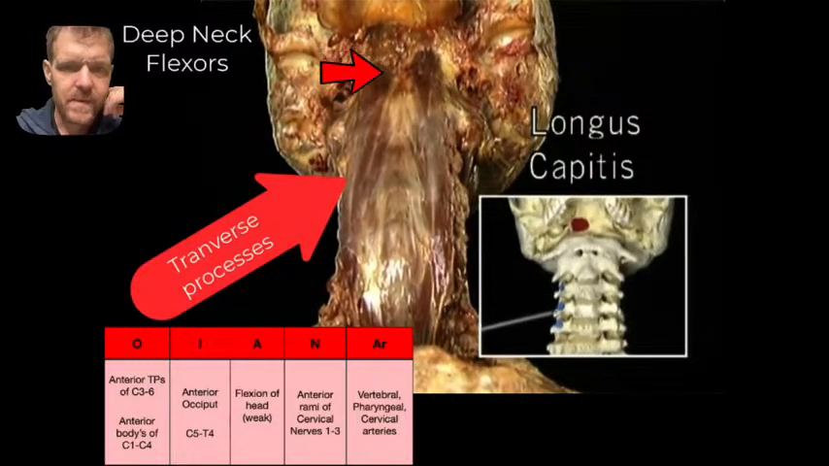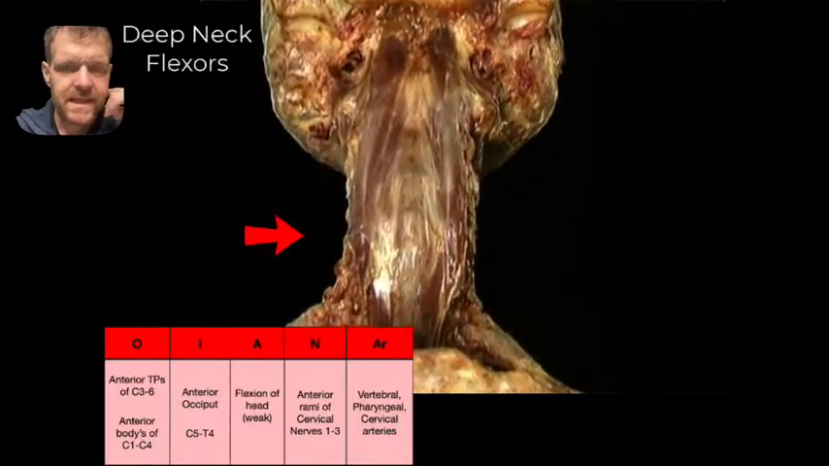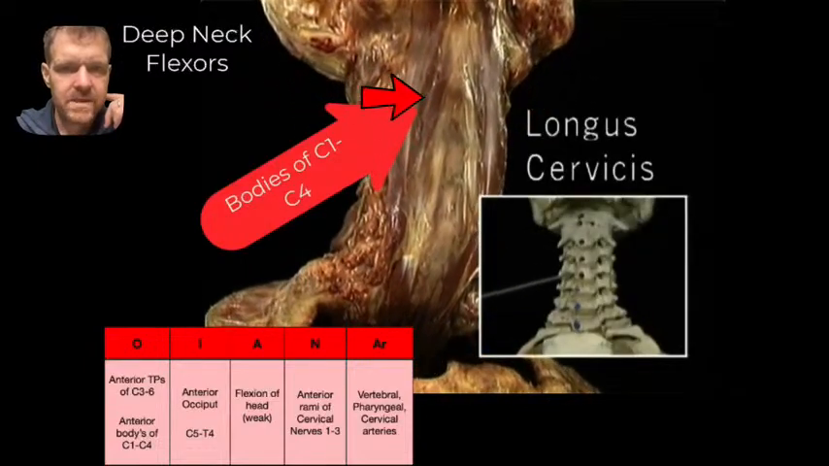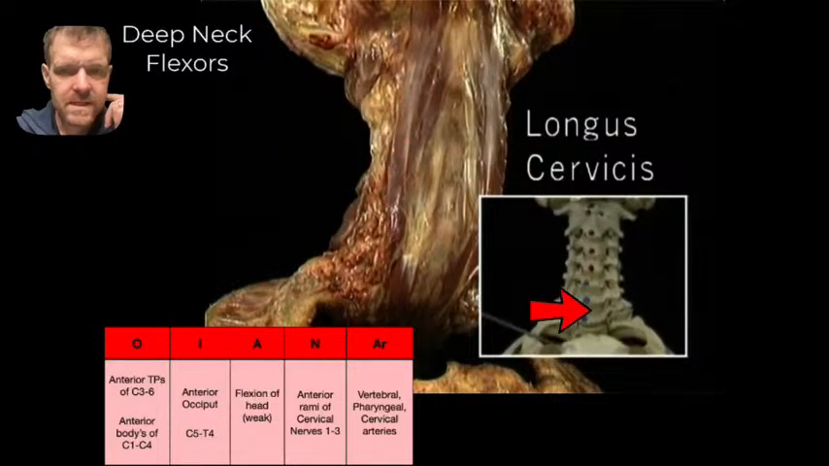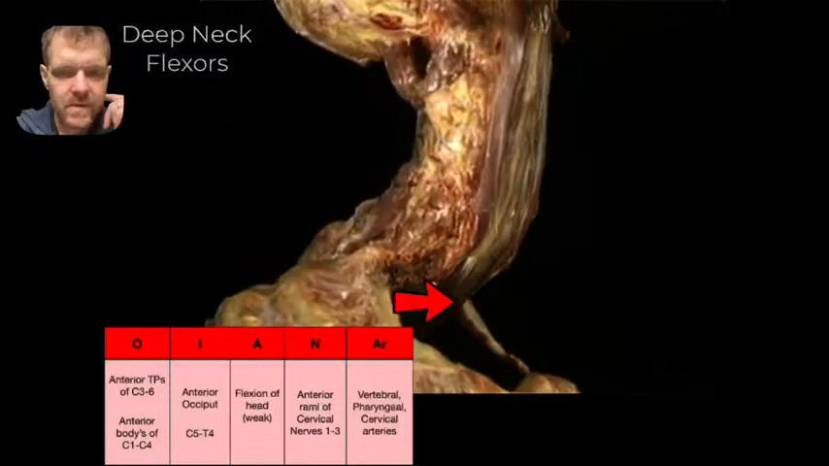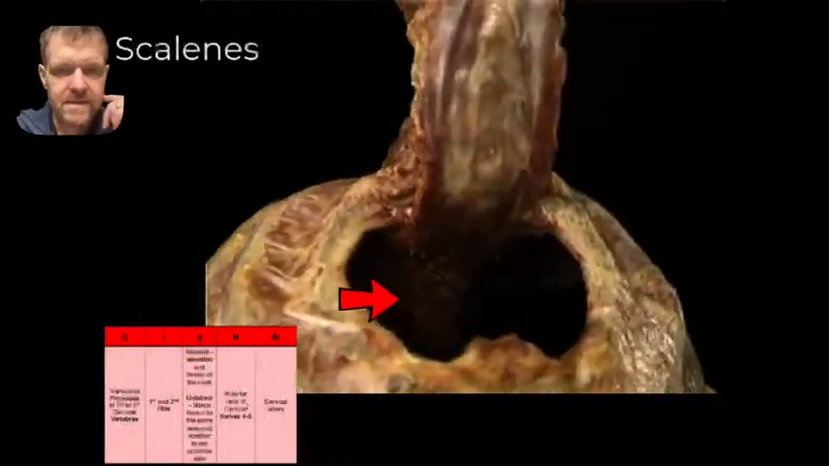So base of the occiput here, transverse processes here, bodies of C1 to C4. So you can see the attachments on that little bit, and then all the way down to T4, so on the front of the thoracics.